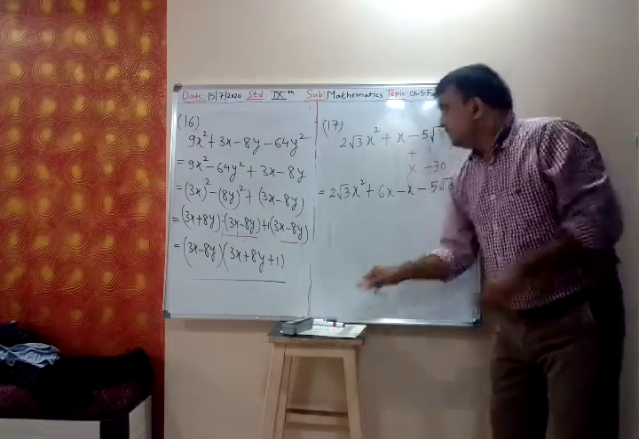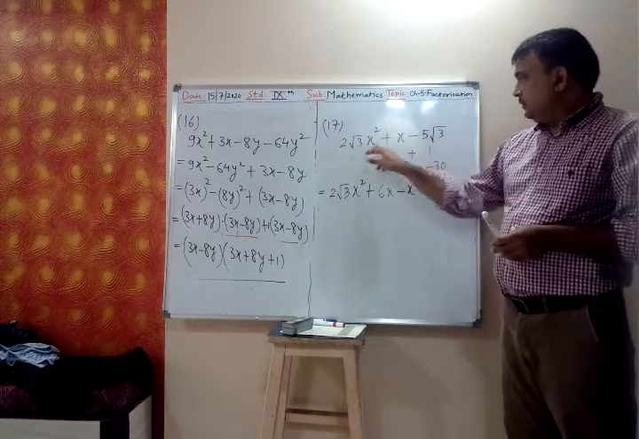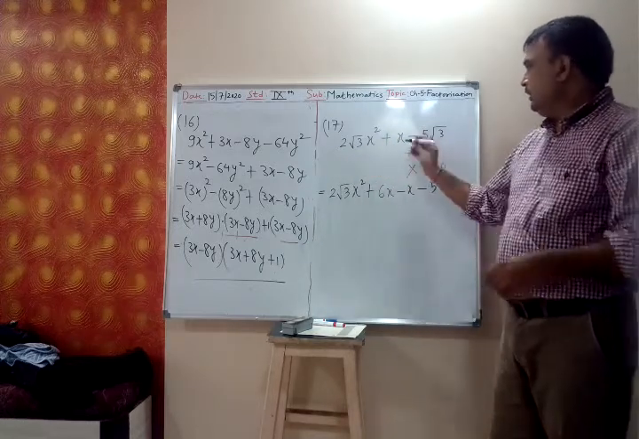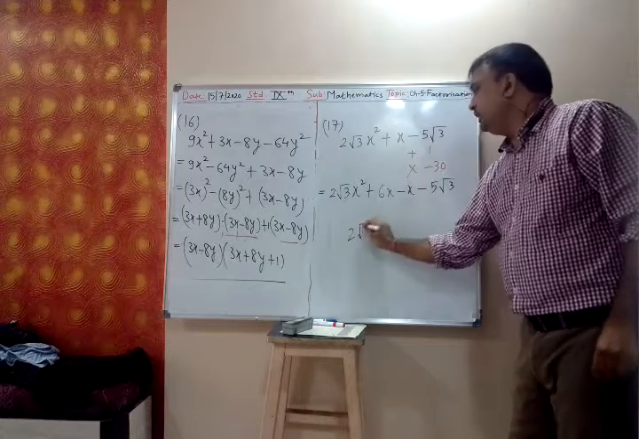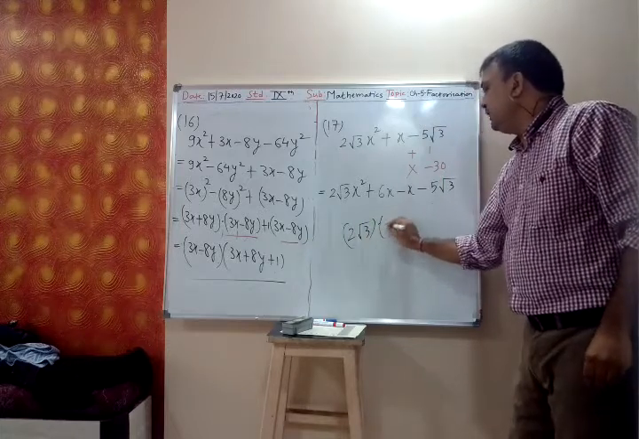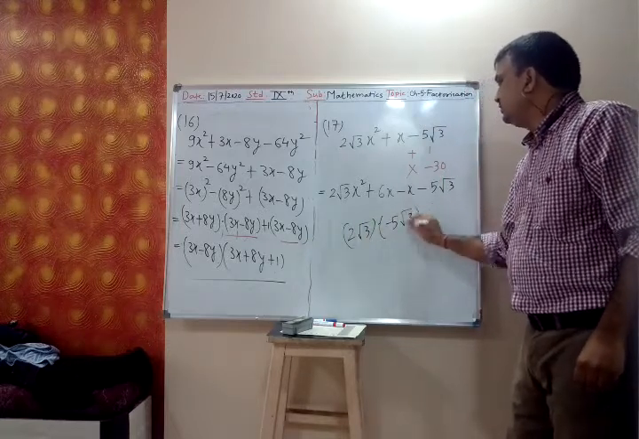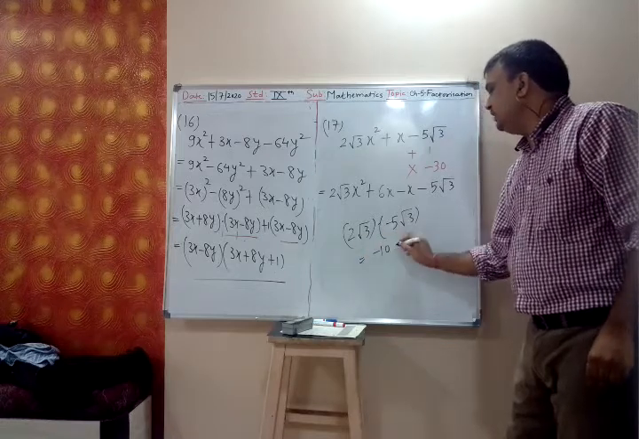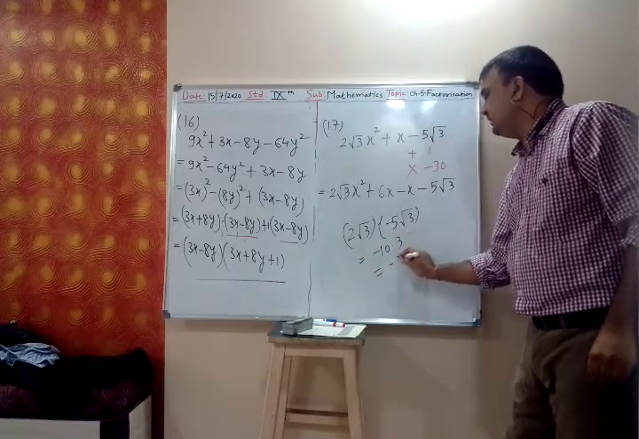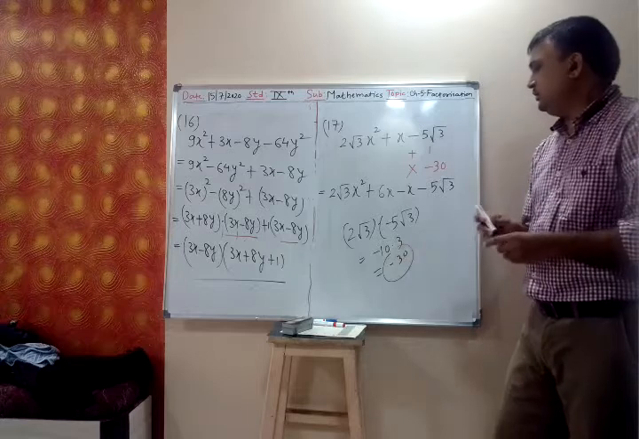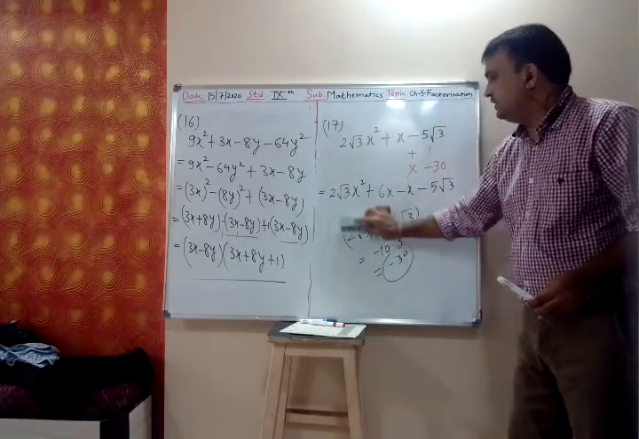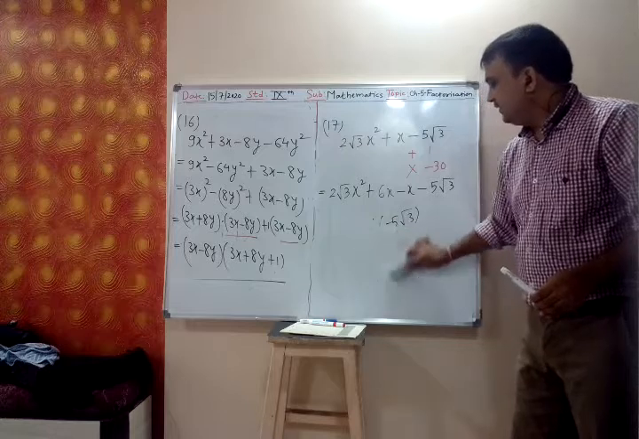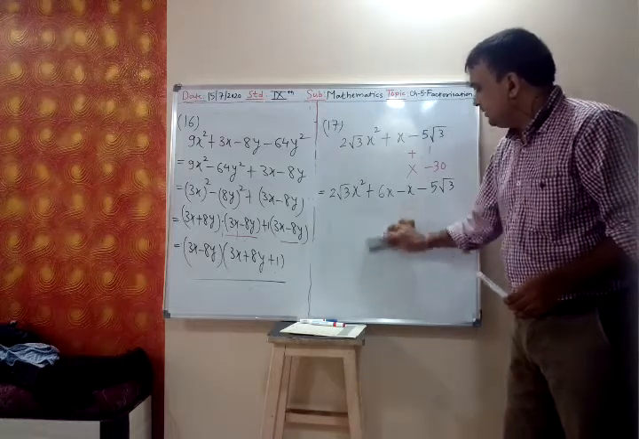Okay. See, sum is plus 1, multiplication is 2 root 3 into minus 5 root 3. You have to take a sign also. So 2 into minus 5, minus 10. Root 3 into root 3 is 3. So minus 10 into 3, minus 30. So multiplication should be minus 30. Sum is plus 1 and multiplication is minus 30. What are those two numbers?